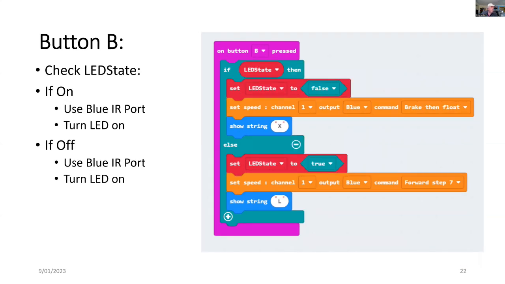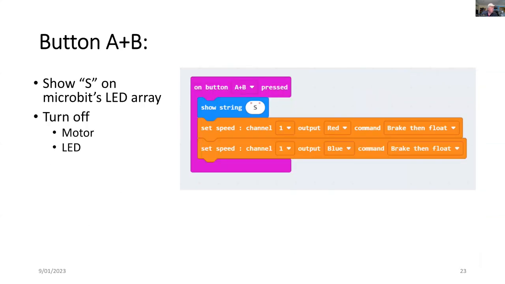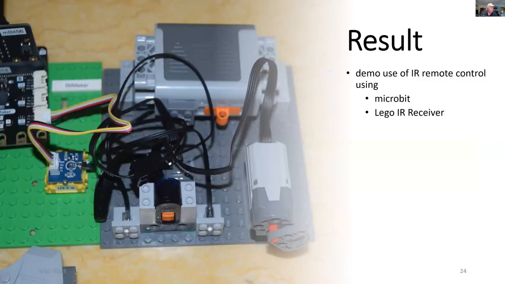And with B, press button B, we just toggle the state of the LED and turn on the remote Lego LED. Press buttons A and B together, and it turns everything off. And if you go through those, I'm also showing the status of the receive command on micro:bit's LED array. In this case, S for stop.